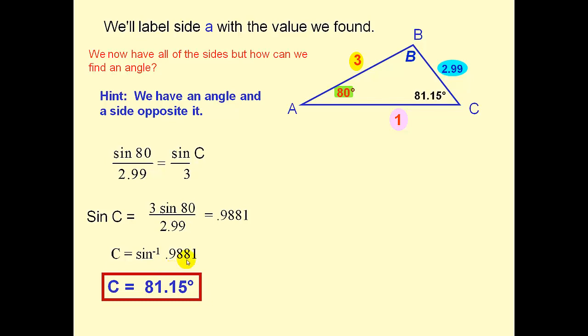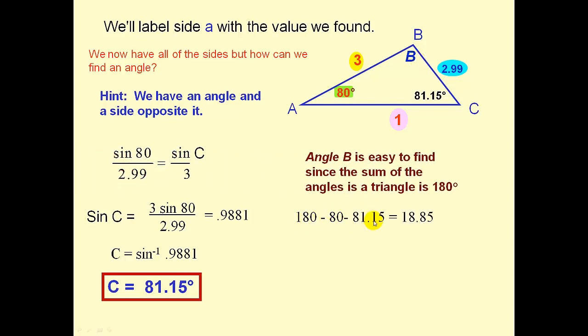Well, since we know that C now is 81.15 degrees, we don't need anything other than basic geometry to find angle B, because we know the sum of the angles still has to be 180, by subtracting out those other two angles. Angle B is 18.85 degrees. So we've used the law of cosines first to break the stranglehold side-angle-side had on us. And once we did that, we could easily use the law of sines and then basic geometry to find the other parts.